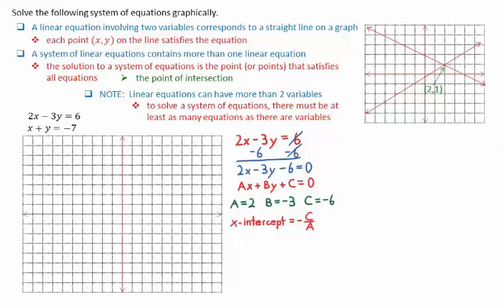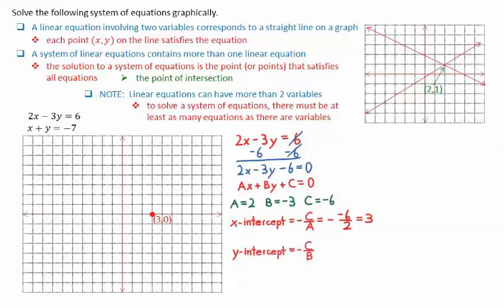Also recall that for general form, the x-intercept is equal to −c/a, or in this case, −6/2, which simplifies to 3 as the x-intercept. We can then plot this point at (3, 0).